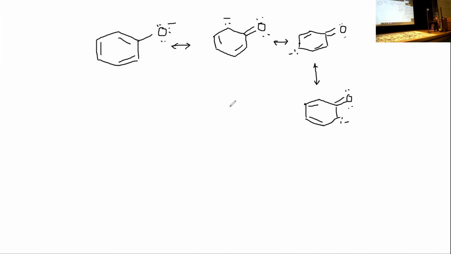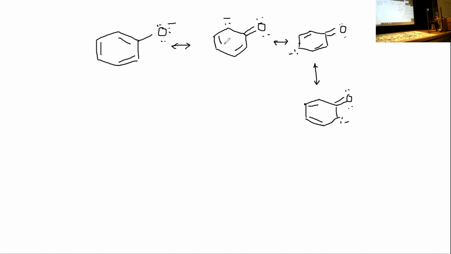Resonance is a phenomenon whereby we have more than one correct way of distributing all the electrons without moving any atoms. Remember, you're not allowed to move any atoms or turn the molecule or anything like that. You have to leave all the nuclei in the same place. And if you find, like in this case, that there's more than one way to distribute the electrons, then you've got a situation in which there's resonance.